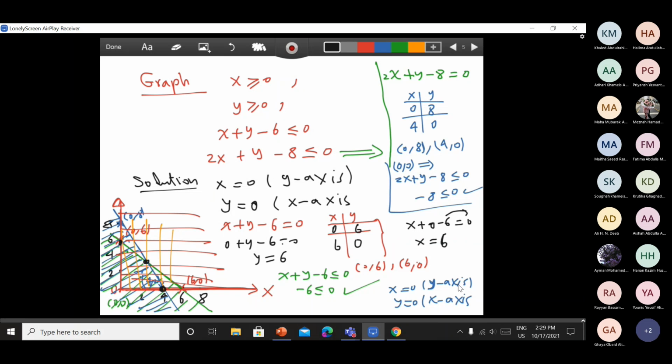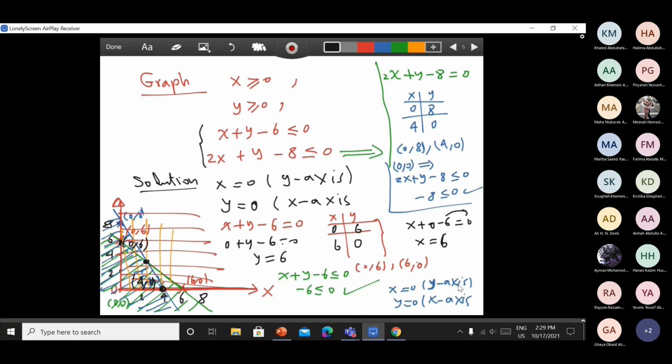Okay, I know this point, 4 and 0, right? I know this point, 0 and 6, right? But I don't know this point. This point is the intersection point of the two lines. Catch it? How to find the intersection point of these two lines?